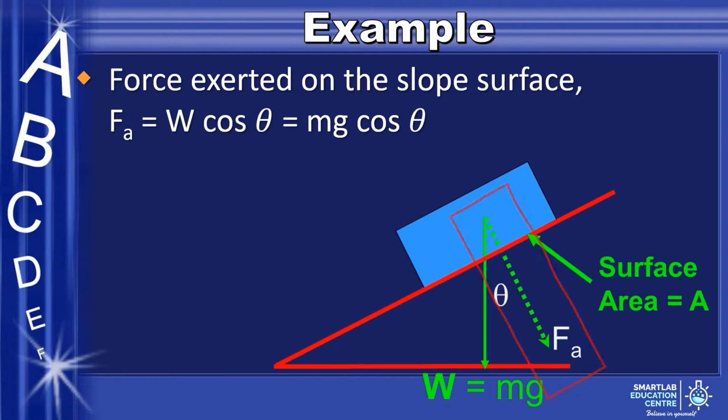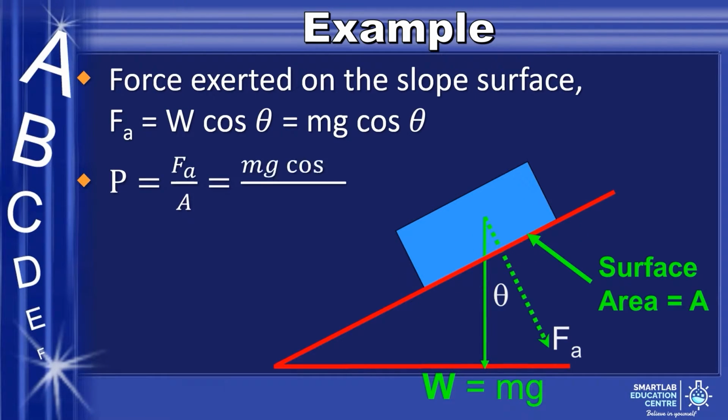We use the force perpendicular to the slope as it is the amount of force that is being applied on the slope. We also use the surface area of the brick, A, that is in contact with the slope. This further allows us to find out the pressure exerted by the brick on the slope.